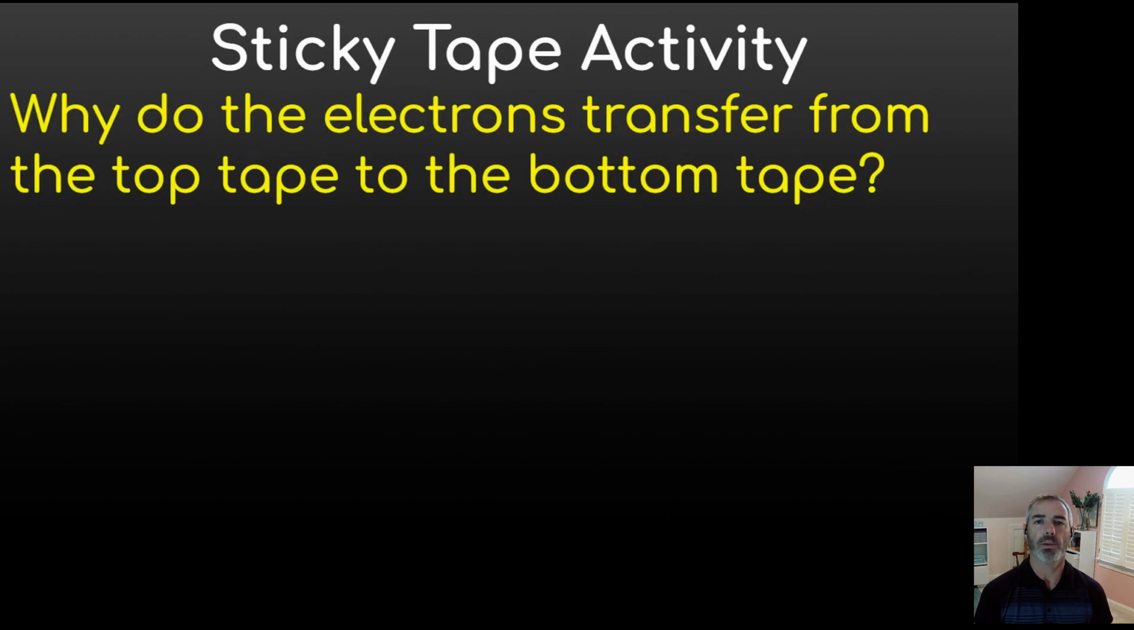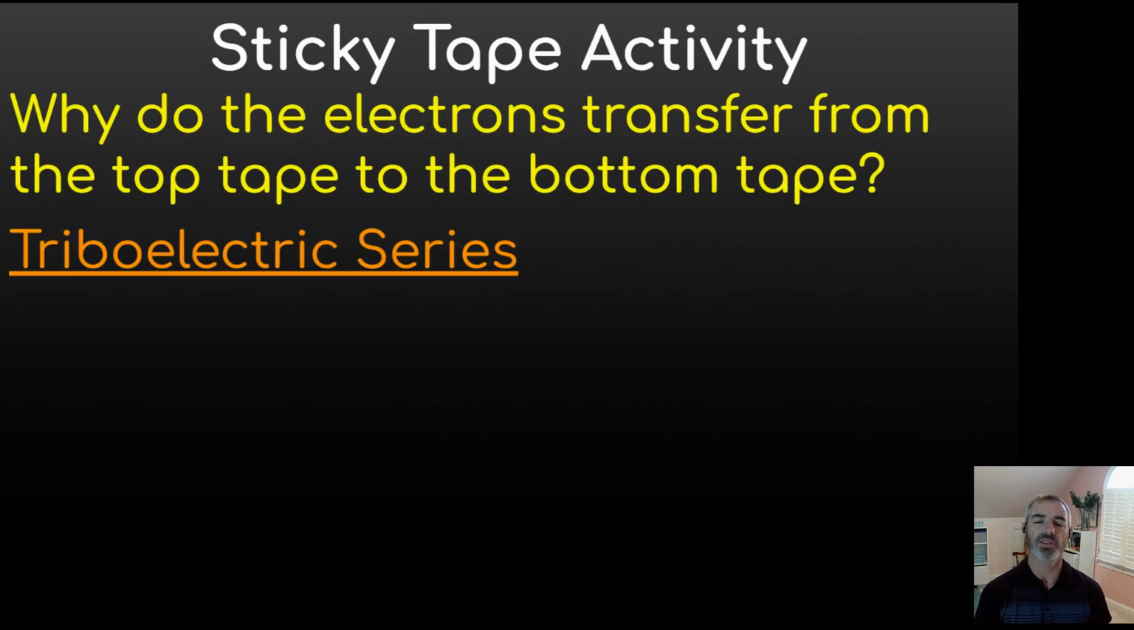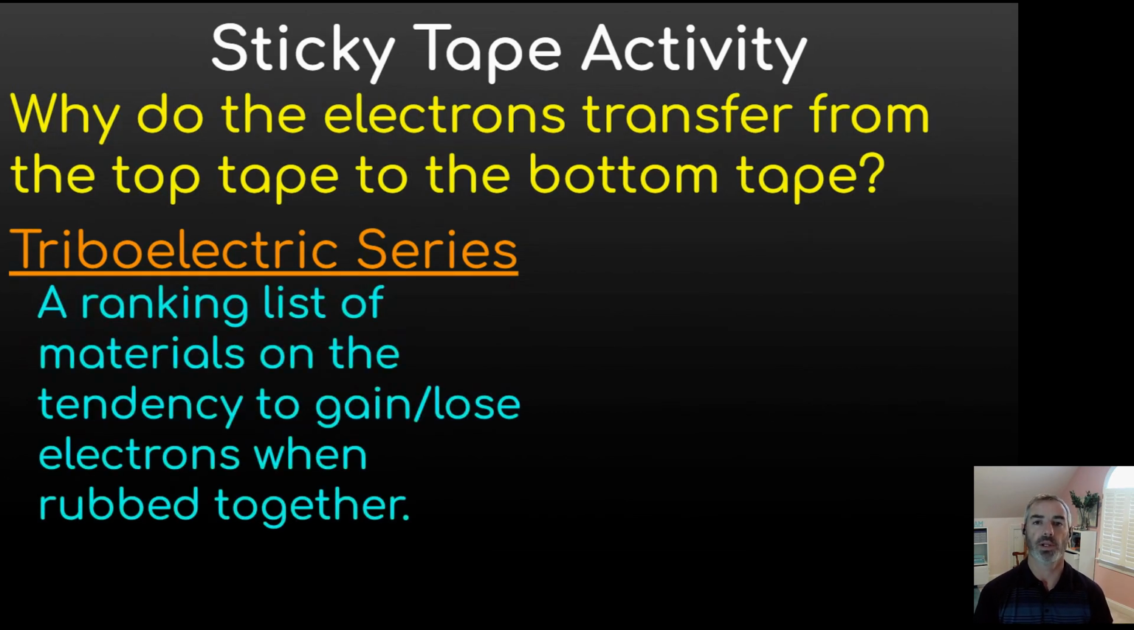So this is known as the triboelectric series. And this is just a ranking of materials and their tendency to gain or lose electrons when they are pulled apart or rubbed together. Here's the list of triboelectric series objects.